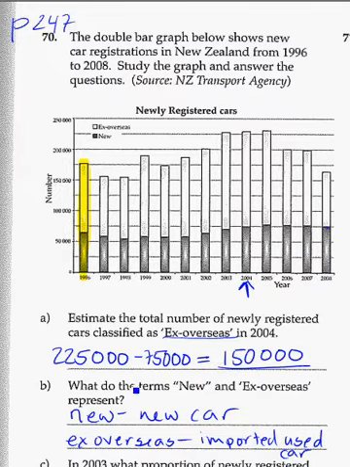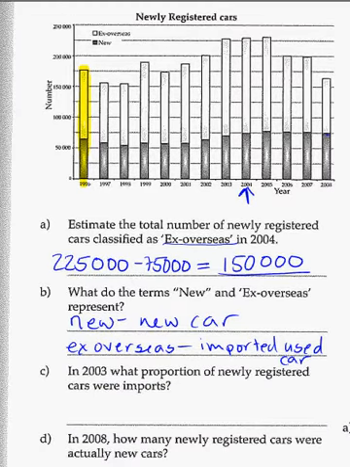The terms new and X overseas, what do they represent? Well, new is a new car, and X overseas is an imported used car, so typically less expensive. In 2003, what portion of the newly registered cars were imports? So they want to know a portion here. That really means fraction. So in 2003, we need to figure out the part over the total. So if we're making a fraction, always part over total.